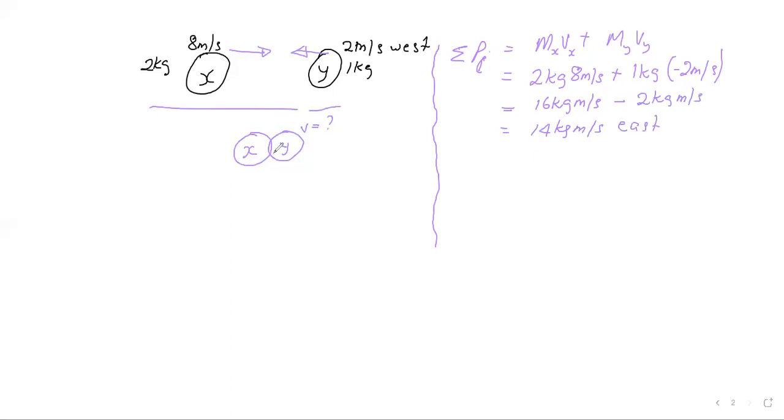Now let's look at what happens after the collision. This couple moves as one, as a unit. So the momentum after the collision is the mass of x times v of x, plus the mass of y times v of y. But we have just said it is a couple, which makes the velocity the same.